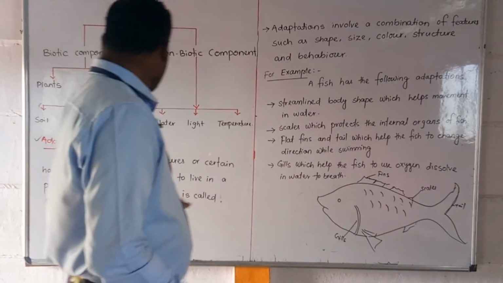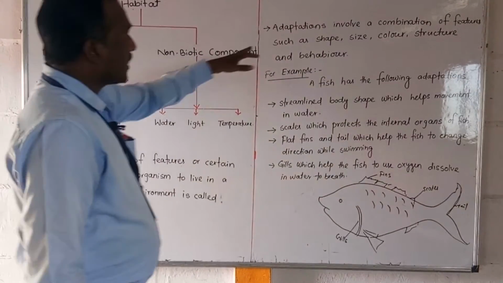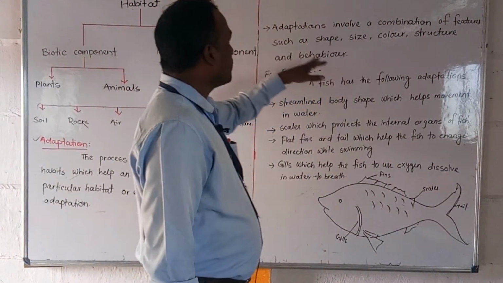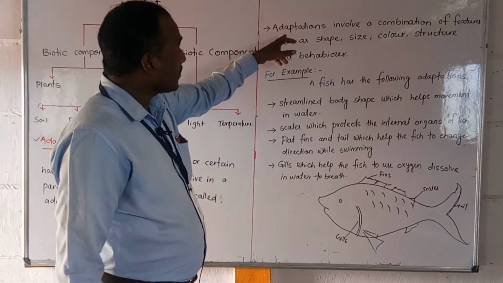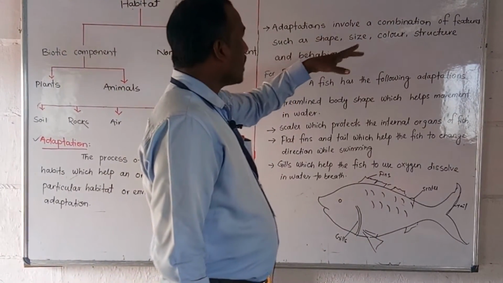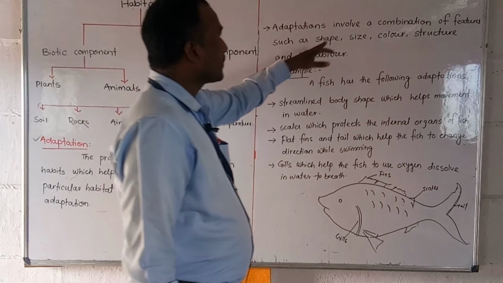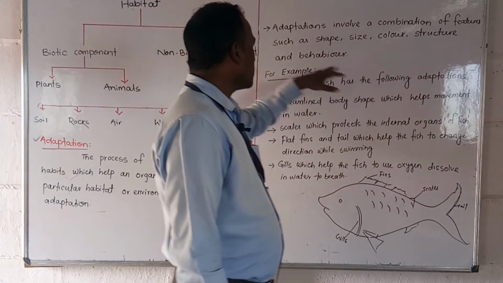So we see that adaptation involves a combination of features such as shape, size, color, structure and behavior.